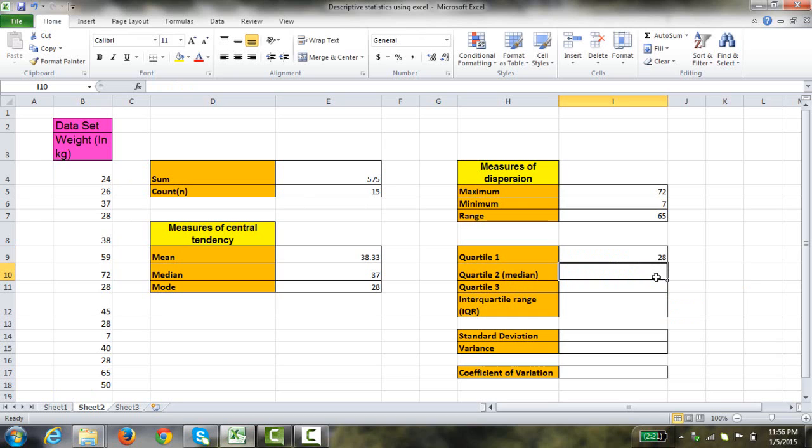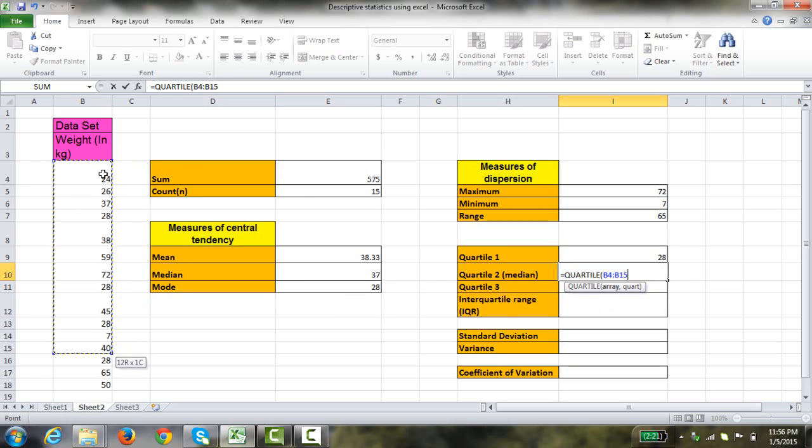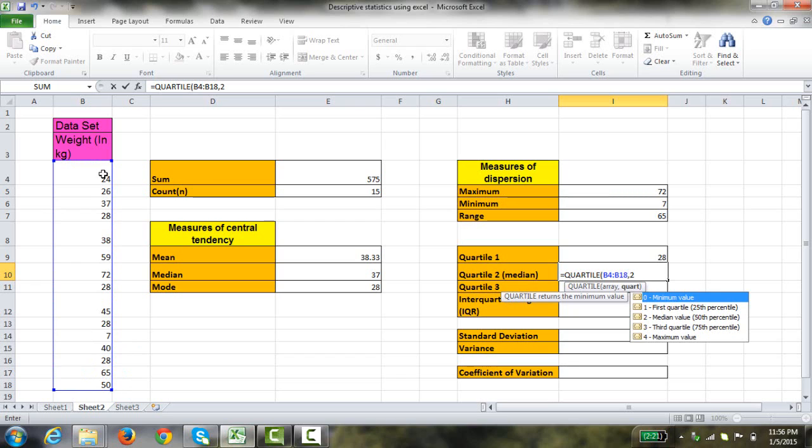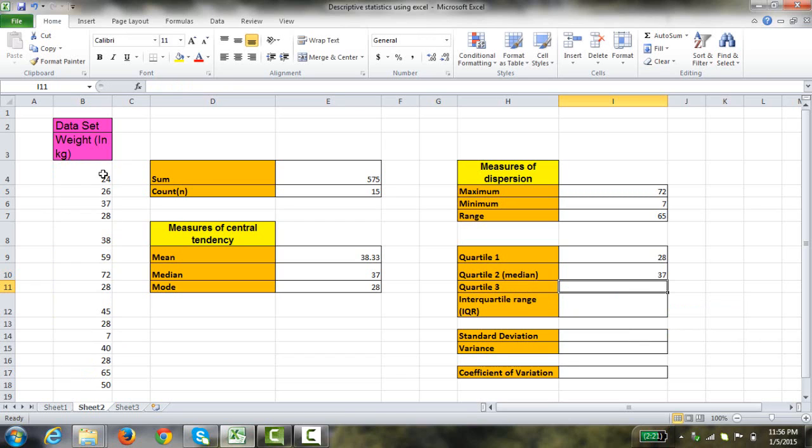Similarly, in order to calculate quartile 2, equal to the QUARTILE function, then we select all the sample observations, comma 2, and we will get the quartile 2, which is also known as the median. We can easily see that the median that we have calculated before and the quartile 2 value are same.